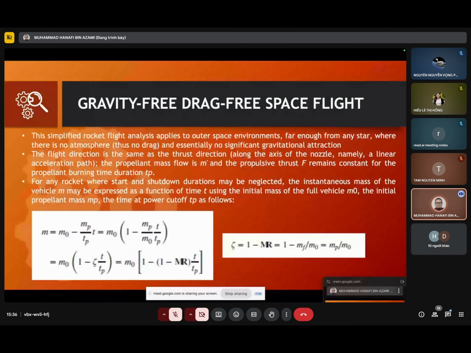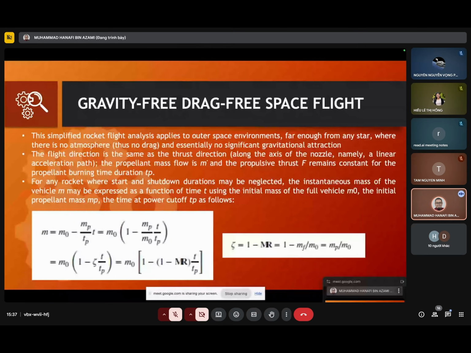But in order to do this gravity-free, drag-free space flight, we need to make several assumptions. These assumptions are valid, because they have been used for many cases. Number one, what are the assumptions? Acceleration due to gravity is assumed to be constant. This is the first assumption, that gravity is constant.